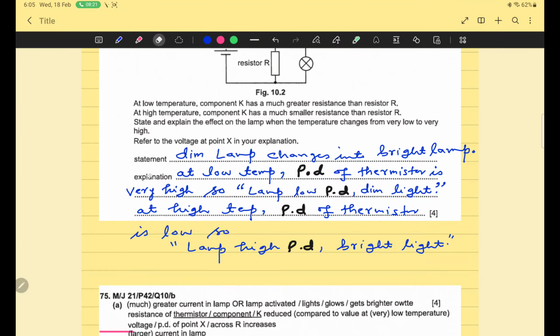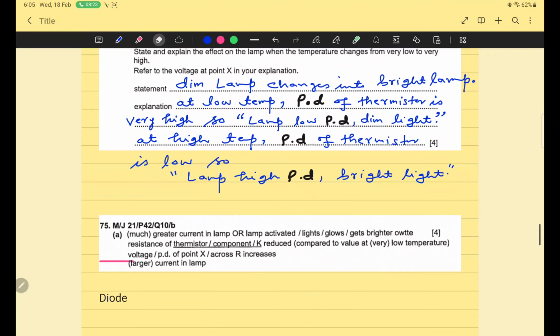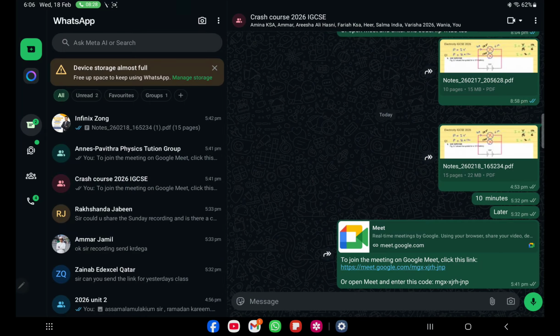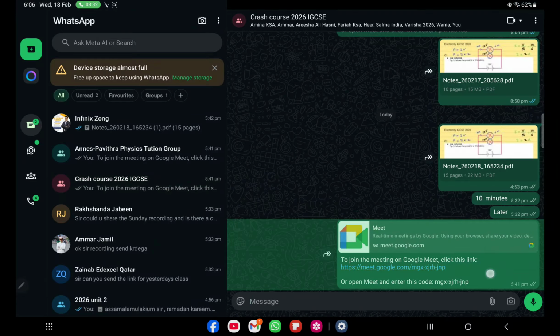And now we are solving the next question. As well, I forgot to forward this class link to another student.